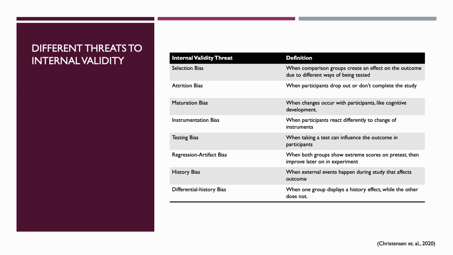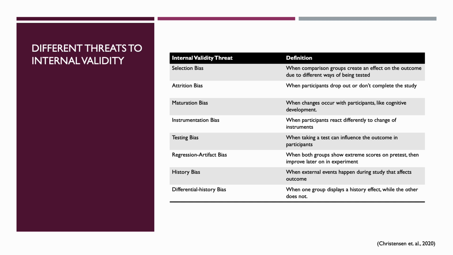Before we get into the other types of experimental designs, I wanted to bring up the different threats to internal validity. There are several different kinds of internal validity threats that can cause an alternative explanation to an experiment, in which the researchers would need to use resources to avoid these biases from occurring and causing an impact on the treatment procedures. Some examples are selection bias. This is when the groups do cause an effect on the outcome due to different ways of being tested.